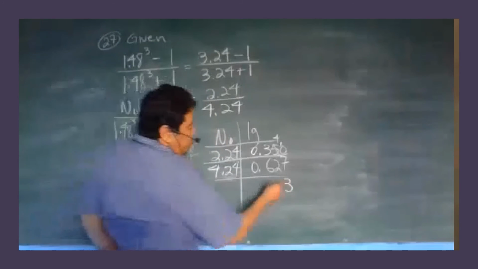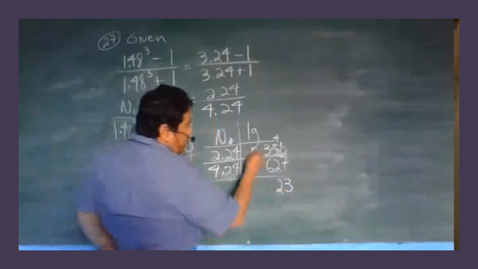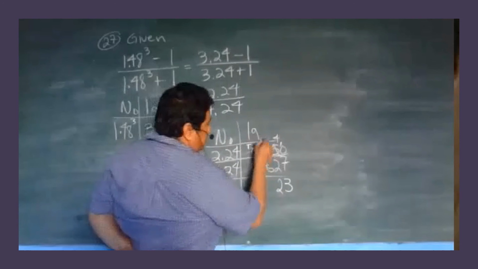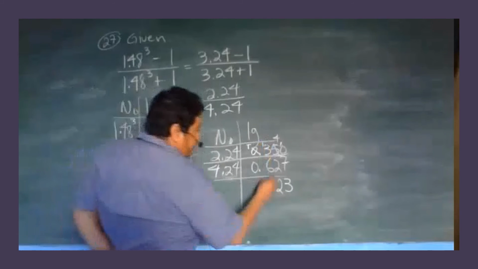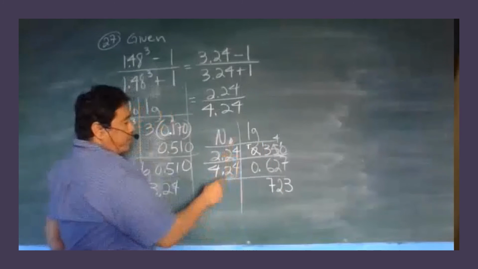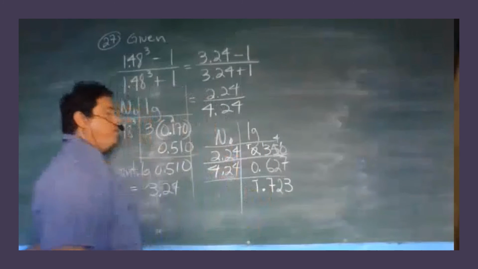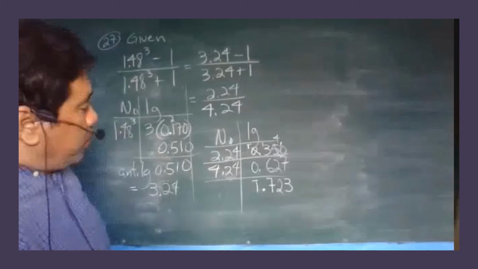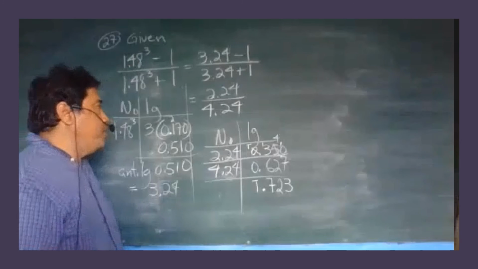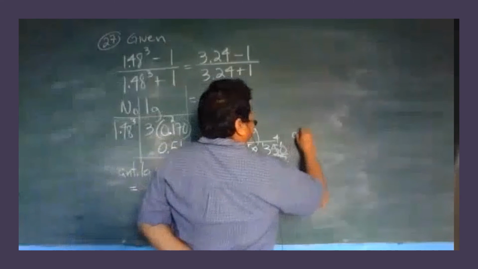4 minus 2 is 2. 6 minus 3 cannot go, so I'll borrow. This will be bar 1. So 13 minus 6 is 7. And negative 1 minus 0 is just negative 1. So it's going to be bar 1, 0.723. So I will anti-log that.